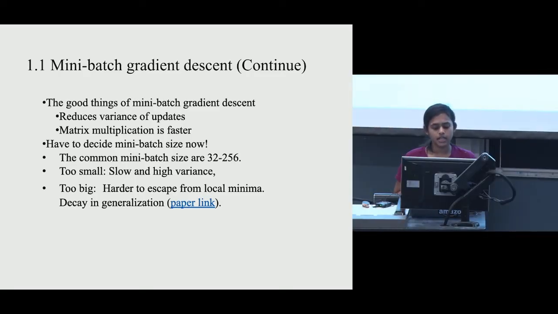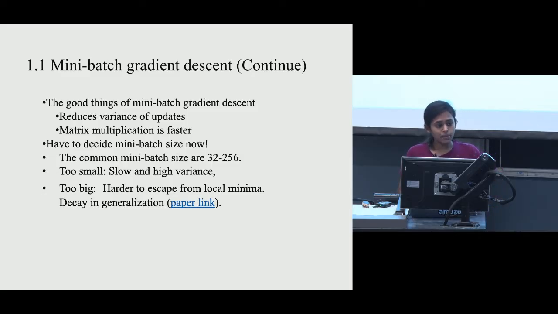The good things are that it reduces the variance of updates as compared to stochastic gradient descent, and increases the variance as compared to gradient descent. So you're sort of finding a middle ground. And matrix multiplication is now faster as compared to gradient descent, because you have smaller matrices. But now we have to decide what the size of our mini batch will be.